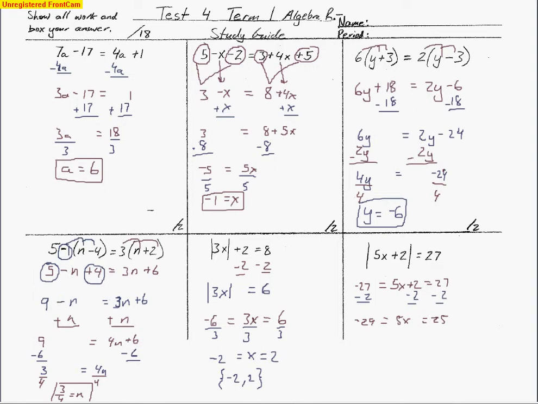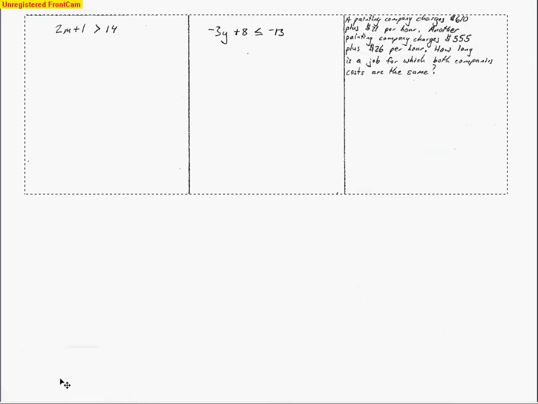So from this point, all I'm going to do is divide by 5, and that'll give me my two values of x. So whenever the absolute value is set equal to a positive number, that means there's going to be two possible values, negative 29 fifths, and 5 in this case. Well, let's take a look at the next 3 problems.